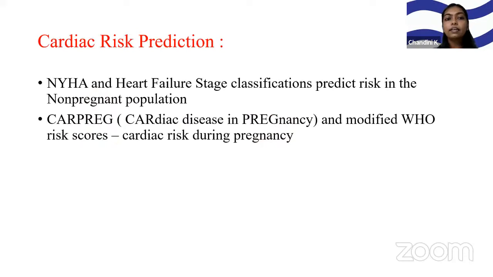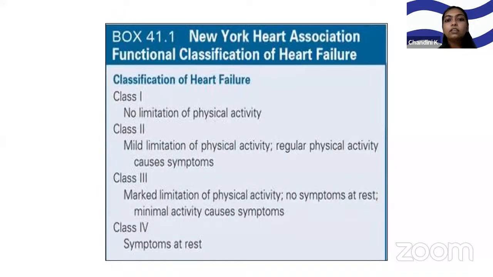So moving on to cardiac risk prediction, the NYHA and heart failure stage classifications predict risk in the non-pregnant population, whereas CARPREG, which is cardiac disease in pregnancy, and the modified WHO risk scores are used for cardiac risk stratification during pregnancy. The NYHA functional classification of heart failure: in Class 1, there is no limitation of physical activity. In Class 2, there is mild limitation and regular physical activity causes symptoms. In Class 3, there is marked limitation of physical activity, no symptoms at rest, and minimal activity causes symptoms. And in Class 4, symptoms at rest are present.